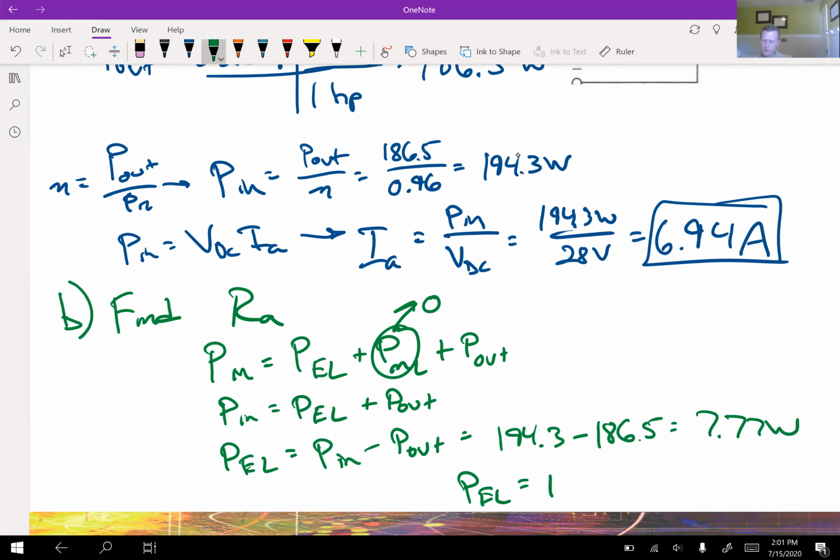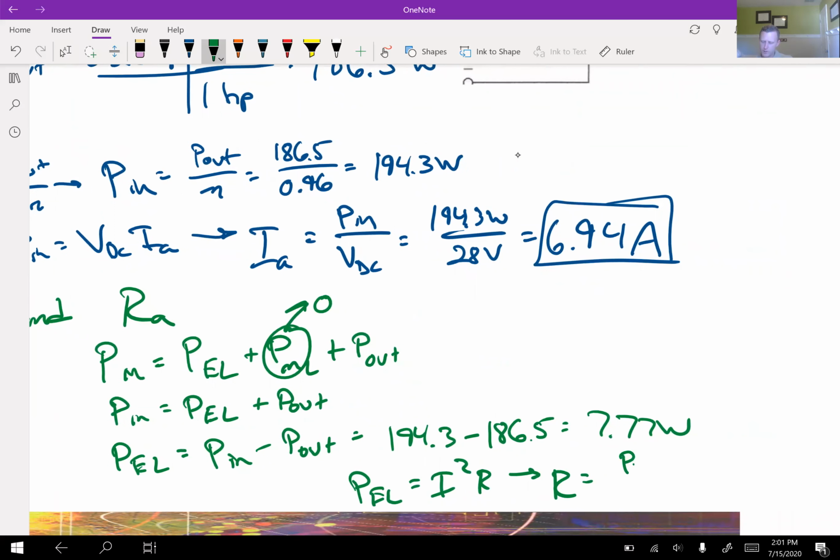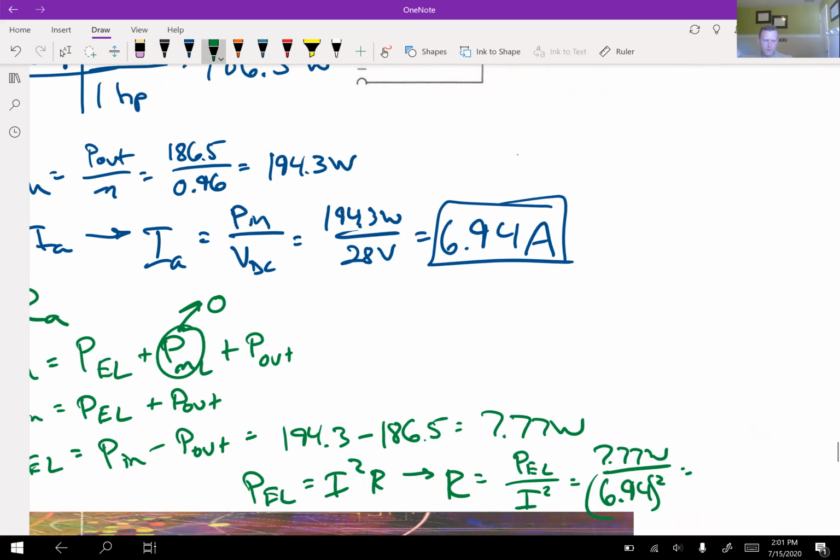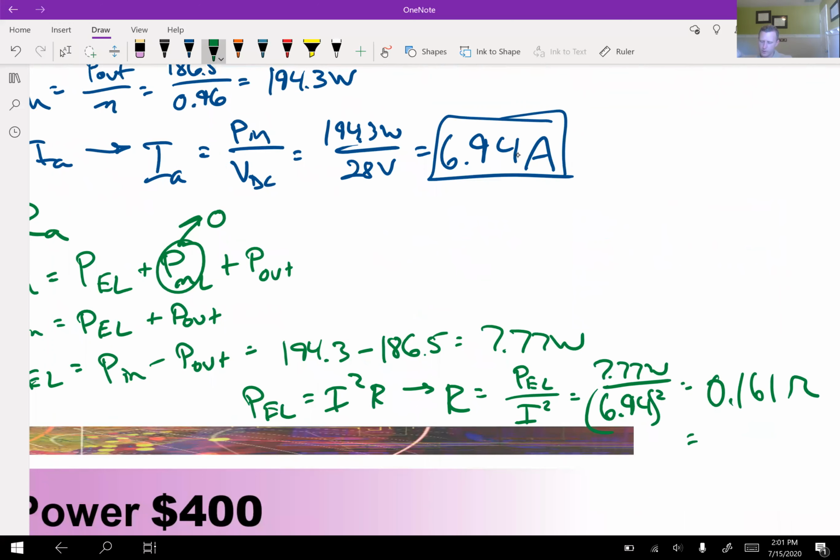P electric loss is equal to I squared R, and I'm solving for R. So I have P electric loss divided by I squared, 7.77 watts divided by 6.94 squared. That gives me 0.161 ohms, which is equal to 161 milliohms. There's part B.